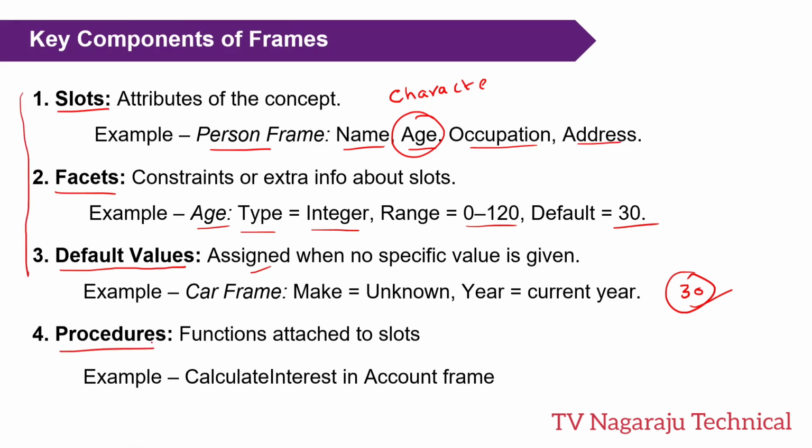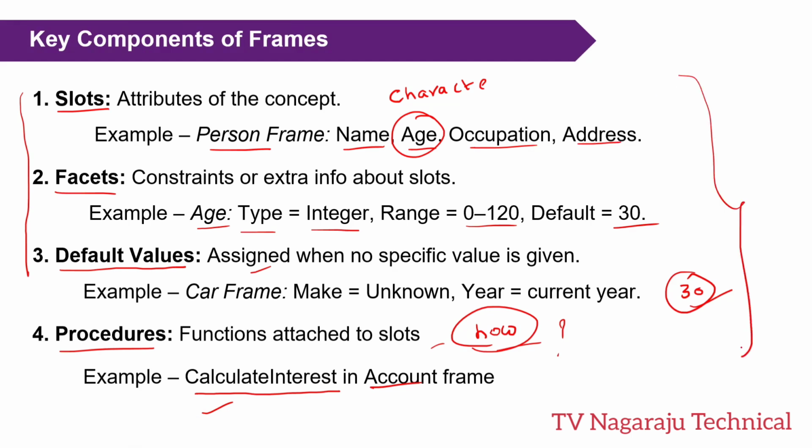Along with these, one more component is there, that is procedures. Procedures are simply functions or methods that are attached to the slots. They specify how the information within the frame is processed. For example, my frame is account. We have a procedure calculate interest. This is a method which computes the interest based on the account balance. These are the main components that you need to mention while defining a frame.